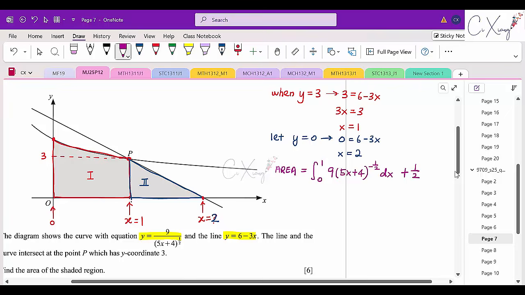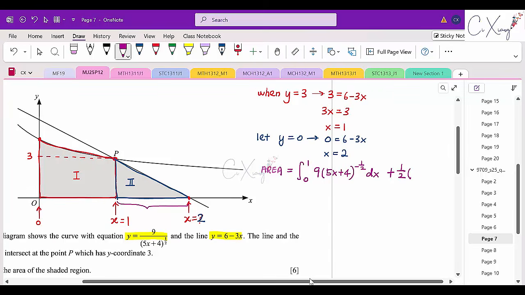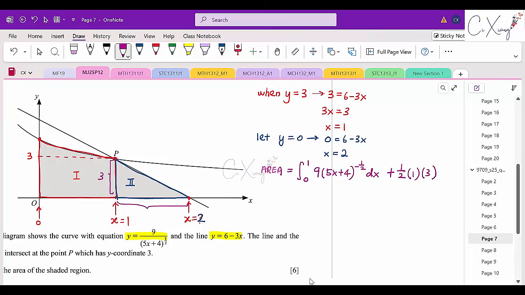Then after that, the second part of the area, I want to use half times base. What is the base for the triangle here? So the unit is from 1 until 2, right? x equals 1 until x equals 2. So the base value is 1. What is the height? The height of the triangle is this length, which is 3 units, right? Because the value of y equals 3. So you have a 3 here. Okay? And to calculate the total area, you just need to add them together.